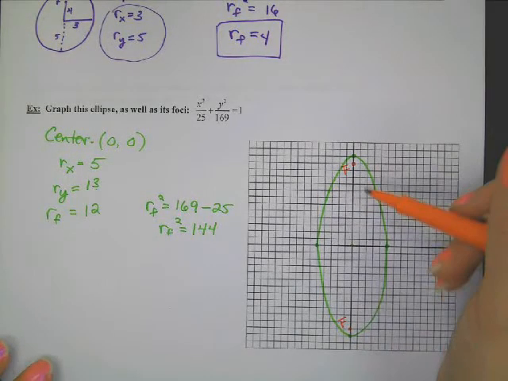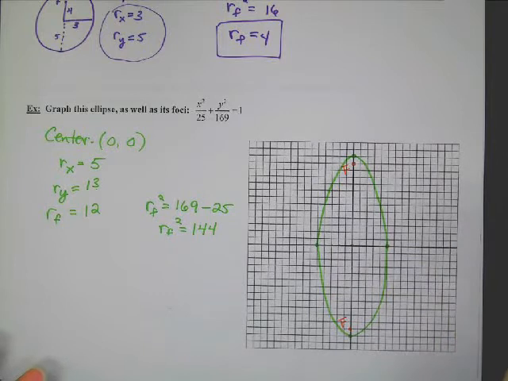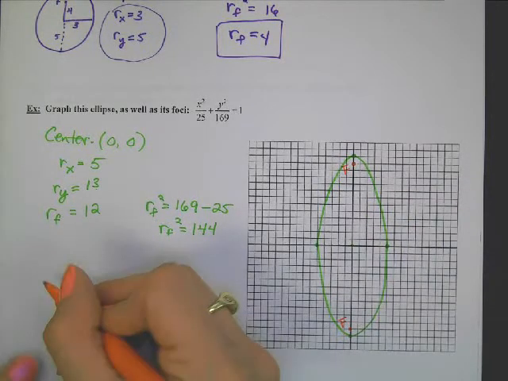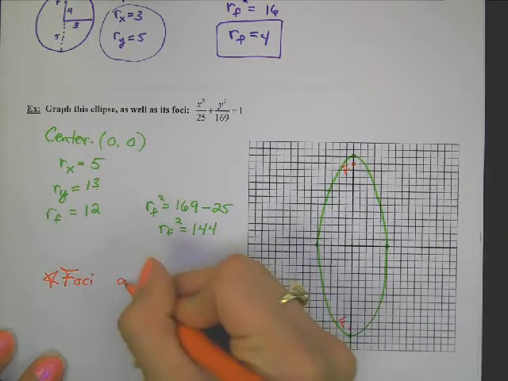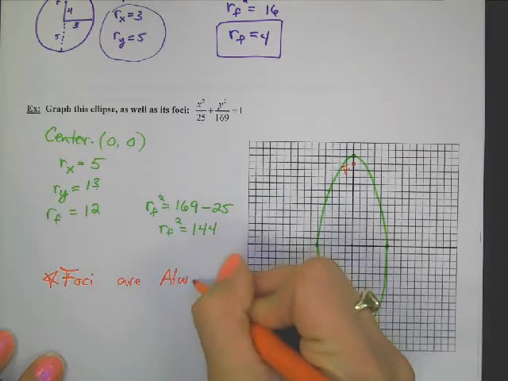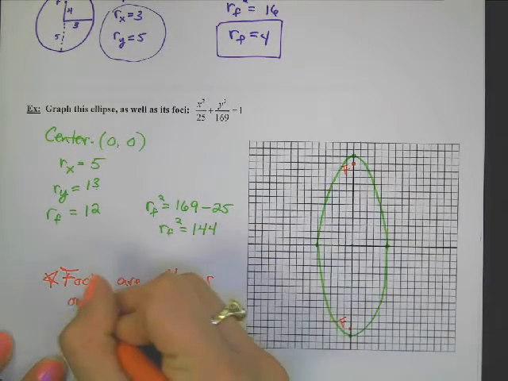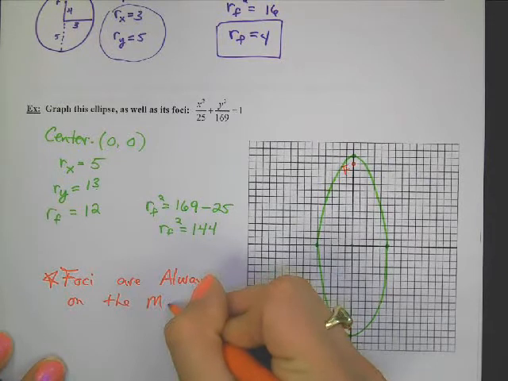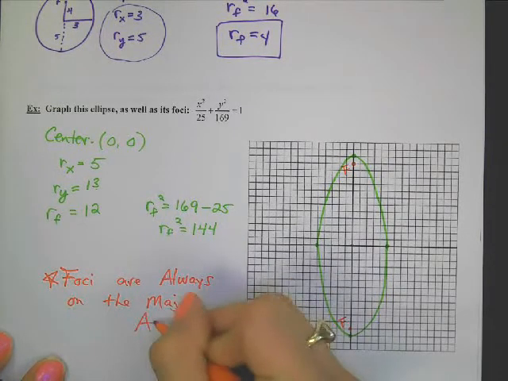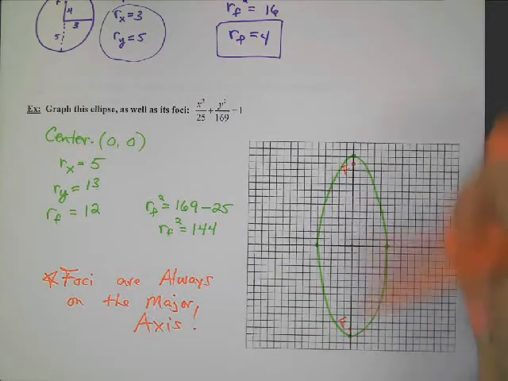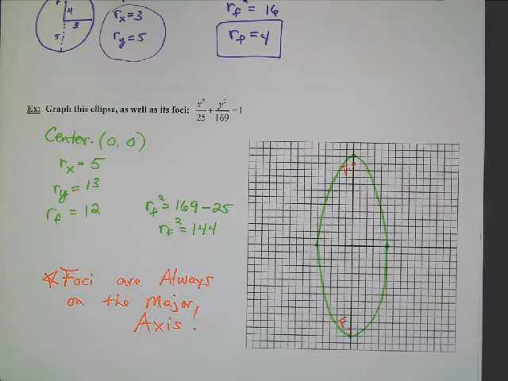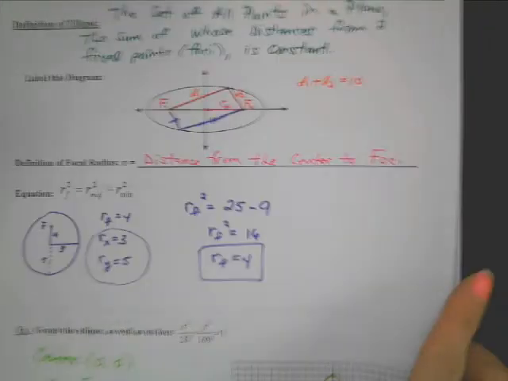So are the foci always on the y-axis? No, not necessarily. You don't get to pick where you put them. How do you know where the foci go? The foci are always on the major axis. So if your r sub y is bigger, that's where the foci are going to be. Okay. What else do we have here?